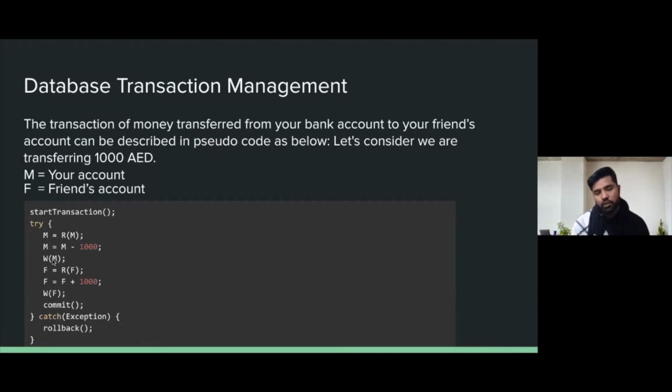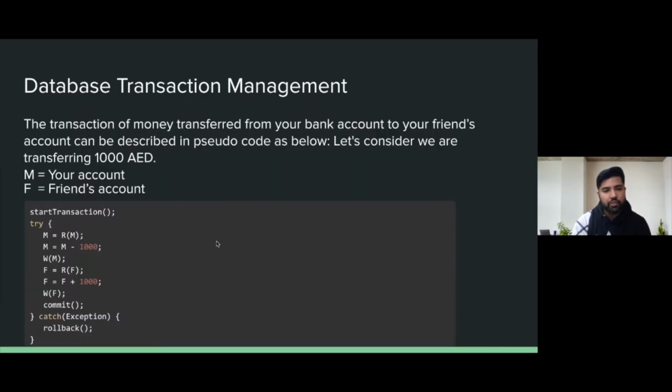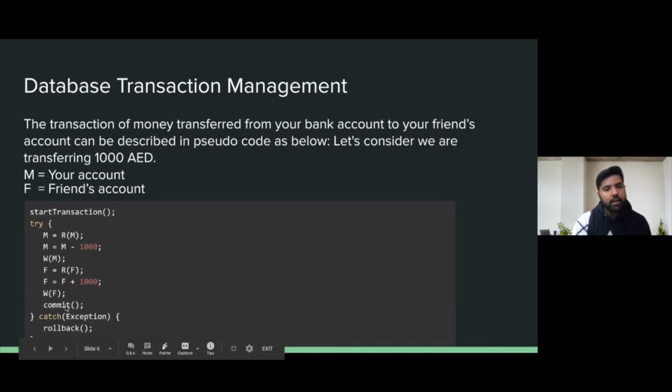Okay, this is what I'm going to do, but it is not recorded in your original database. So it is in a middle state, like this state. In this state, any transaction that you are doing on the database is partially committed. So this writing is the partially committed state. Now the committed state: when the transaction is committed, it has already completed its execution successfully. Moreover, all the changes are recorded to the database permanently. So this is the committed state.